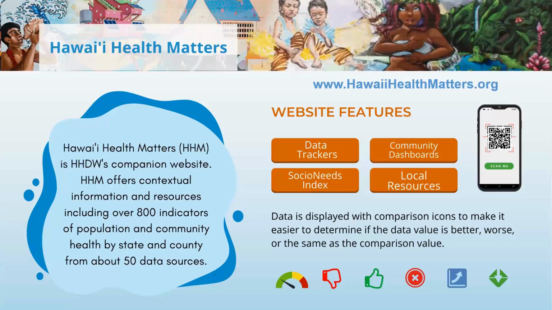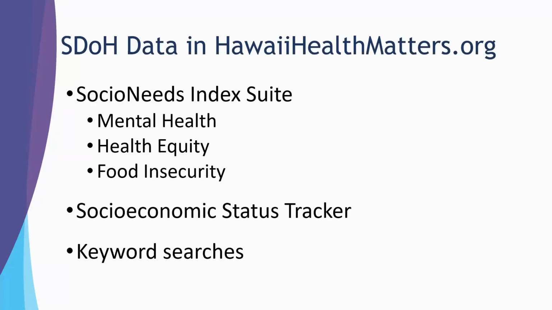We're going to start with Hawaii Health Matters, or HHM. This is a user-friendly site with data for over 800 health indicators from dozens of different data sources. The indicators can be presented in trackers and shareable dashboards, and the platform also houses a resource library that's linked to the health indicators, so the data is presented with a bit more context. This is a great site for people who want more than just the numbers. And there's a lot of data around social determinants of health in HHM.